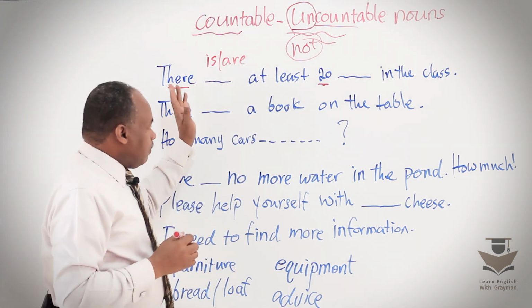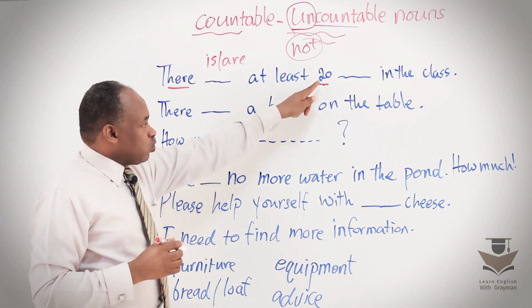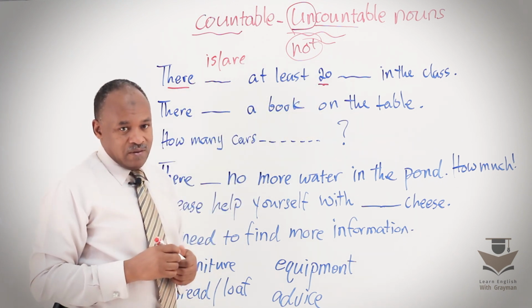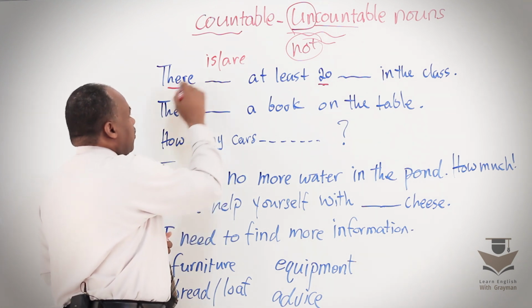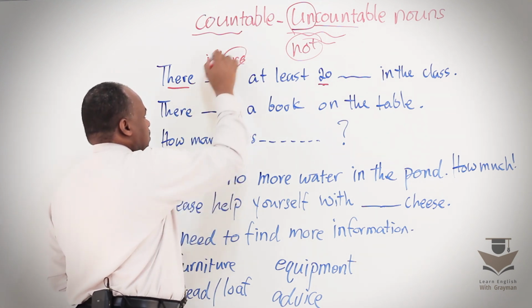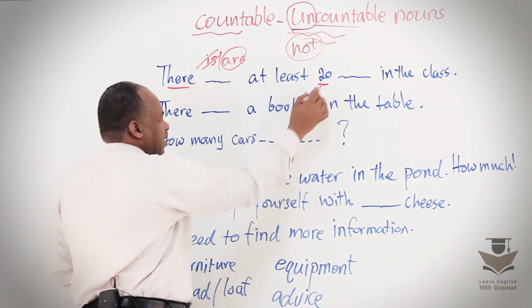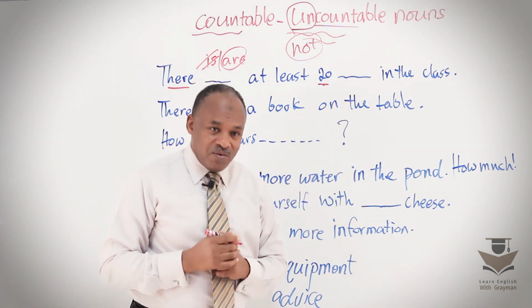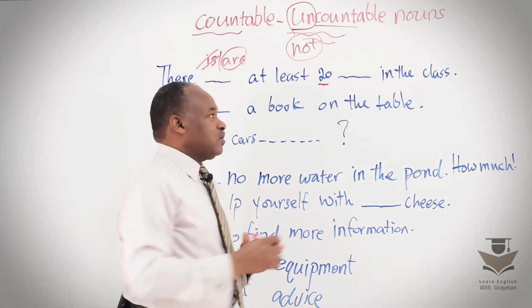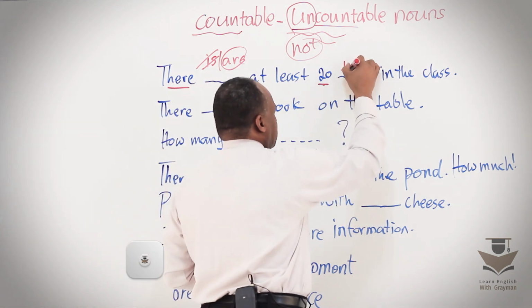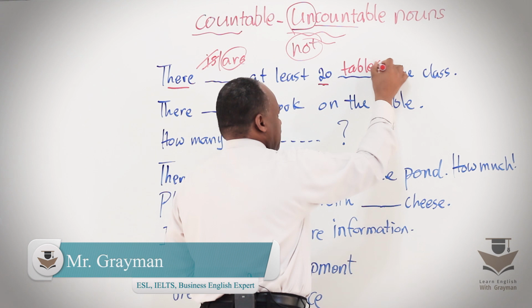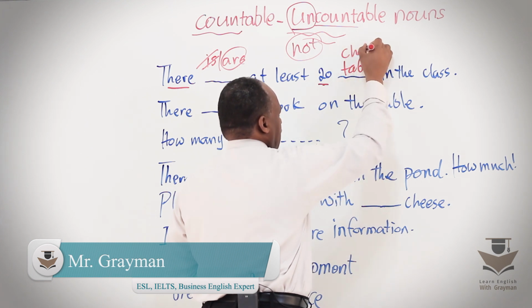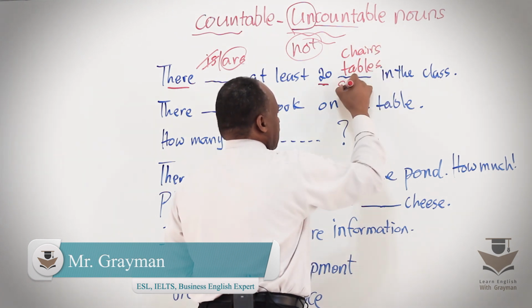Bear in mind, at least 20. This is a number. So we say there are. This is not good. There are at least 20. 20 what? This should be a countable noun. I could say tables with s, chairs, or students.